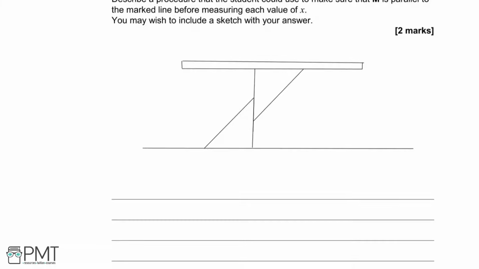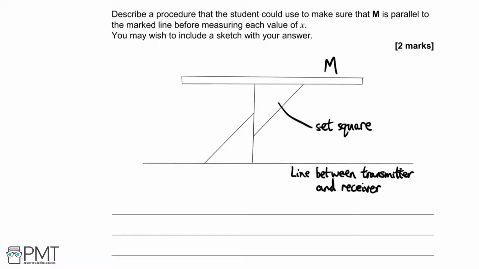Now these two triangles in the middle are the set squares. You'll notice because they both are right-angled triangles, we can align them as shown here, and if they are arranged in such a way with their bases running horizontal, then this plate M and the line between the emitter and the receiver will also be parallel to each other. You'll notice as well that if we slide those set squares up and down past each other, then we can increase and decrease the value of x, i.e. moving M further and closer to the line between the transmitter and the receiver.